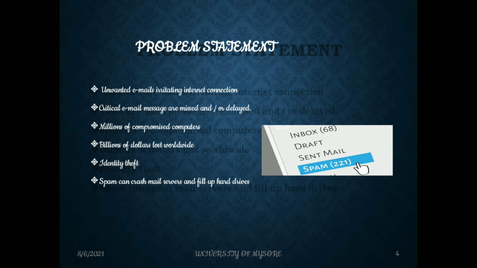We can see the problem statement. What is the problem statement? Unwanted emails, irritating internet connection, critical email messages missed or delayed, millions of compromised computers, billions of dollars lost worldwide, identity theft, and spam can crash mail servers and fill up hard drives.